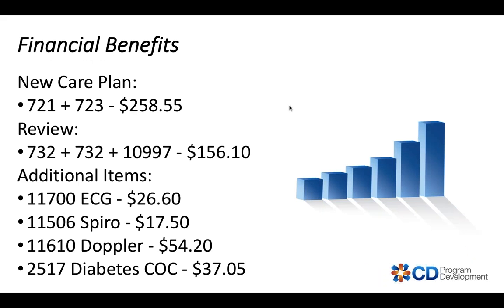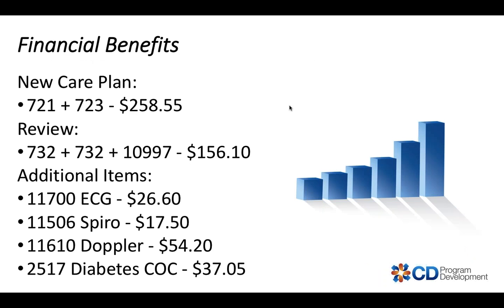Now, the financial benefits for care planning. I'm not sure if you're familiar with the actual revenue attached to the item numbers, but a new care plan for a patient, which is a 721, which is the care plan, and a 723, which is the team care arrangement, is a total MBS billing of $258.55.